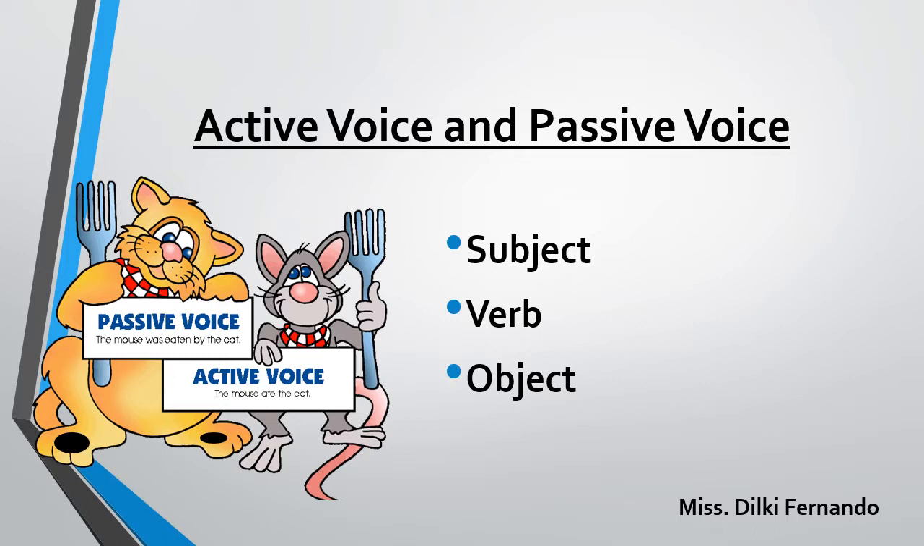A verb is an action such as eat, drink, talk, dance, etc. The object can be either a person on whom the action is done or a thing on which the action is done.